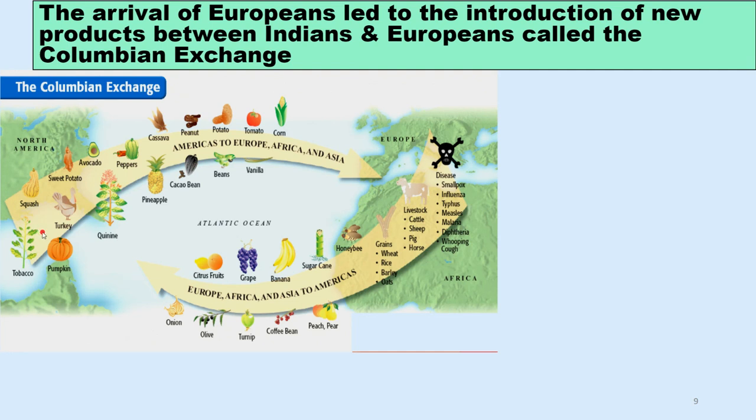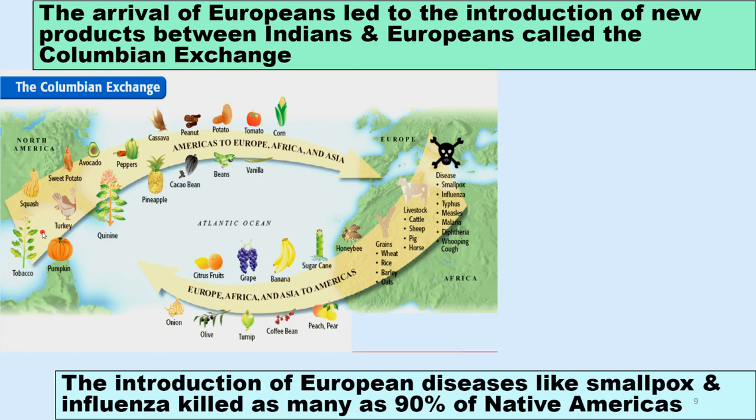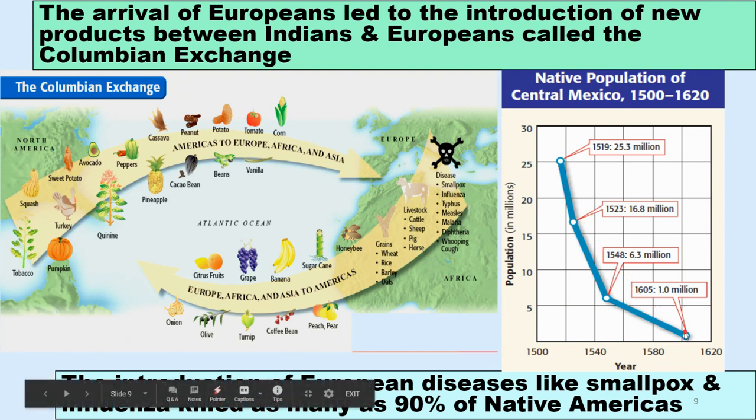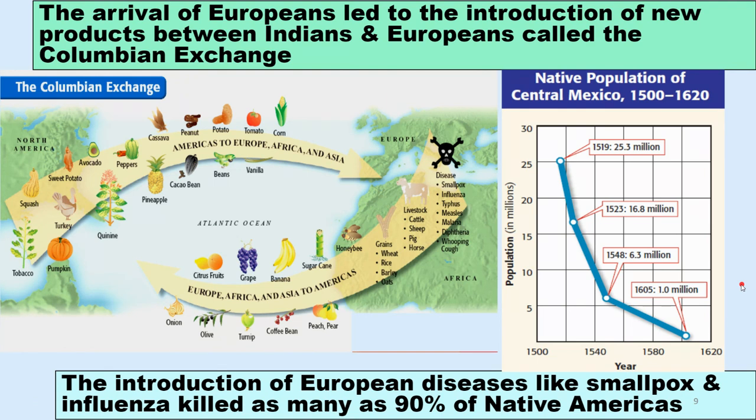You also get the negativity of that with disease. And disease is brought, and most notably is smallpox and the flu. And you can see what happens to the population of Central America. 1519, 25.3 million, down to almost like 1608, you're only at 1 million people because of the mass die-off because of the introduction of European diseases, which American Indians had no immunity to.